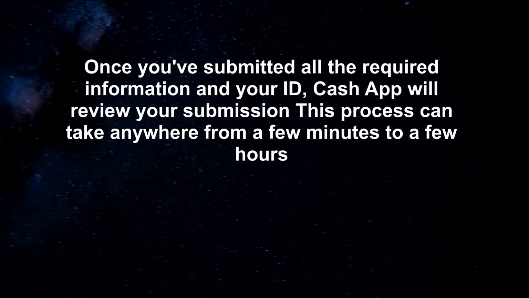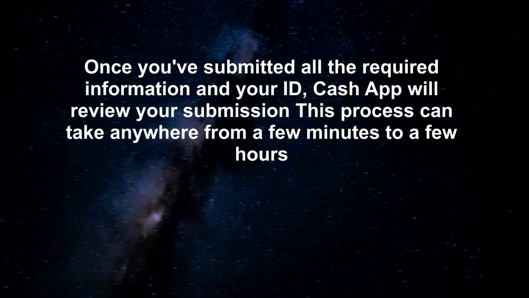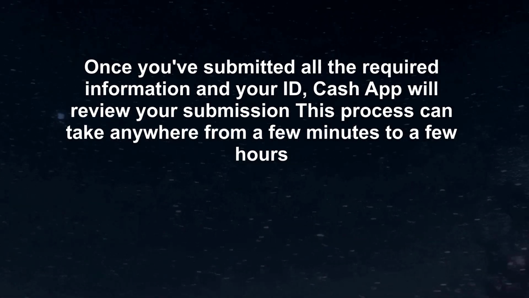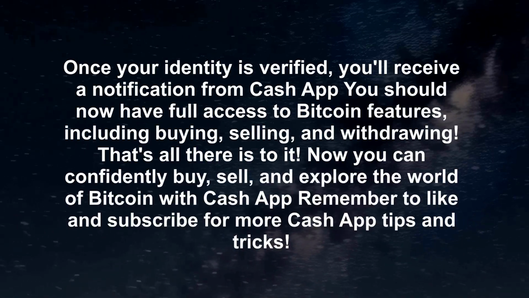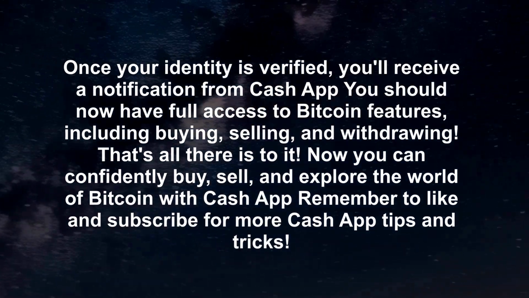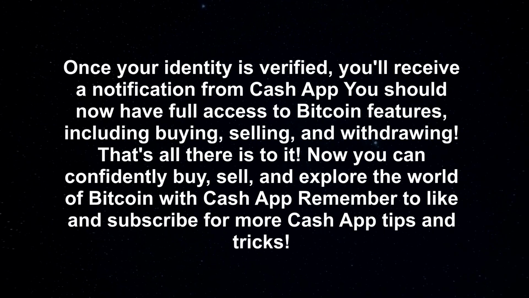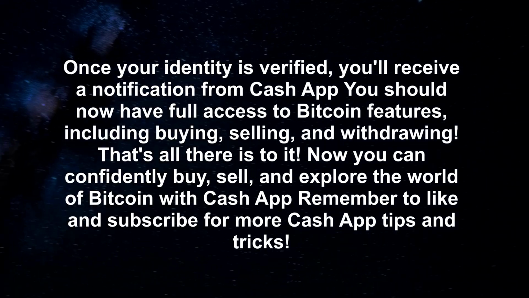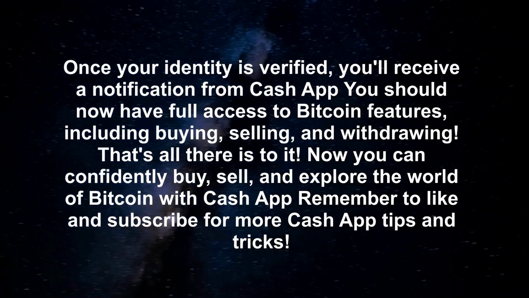Once you've submitted all the required information and your ID, Cash App will review your submission. This process can take anywhere from a few minutes to a few hours. Once your identity is verified, you'll receive a notification from Cash App. You should now have full access to Bitcoin features, including buying, selling, and withdrawing.